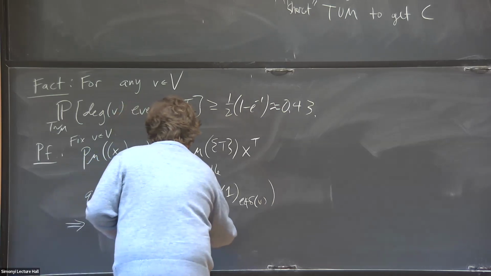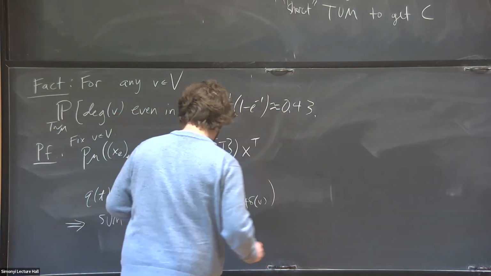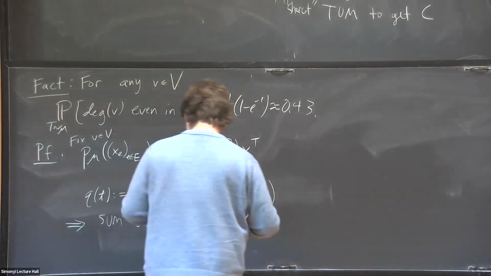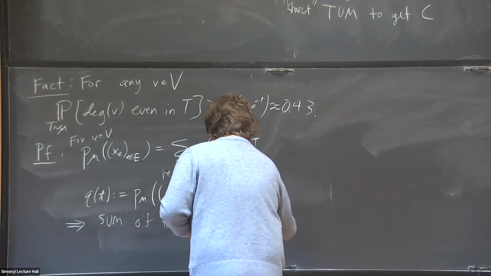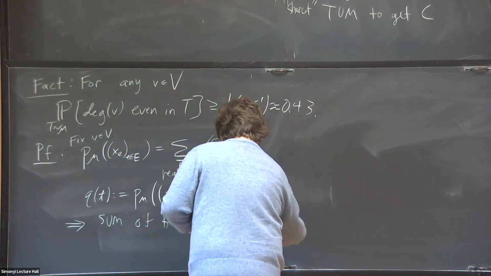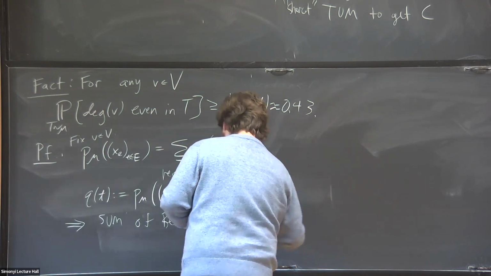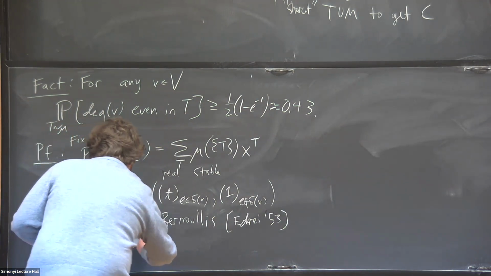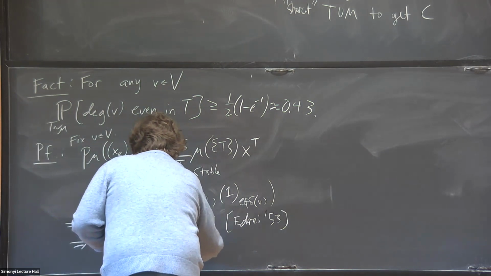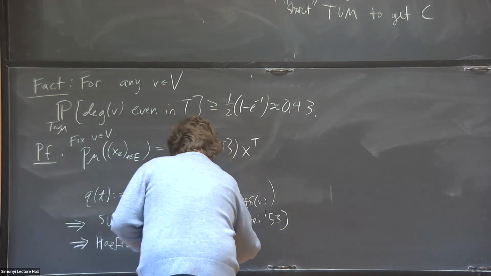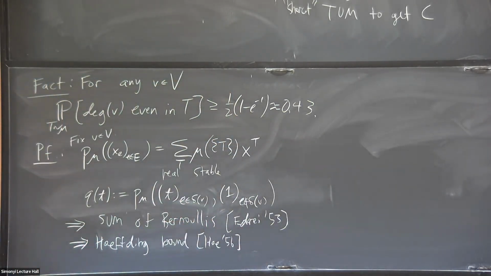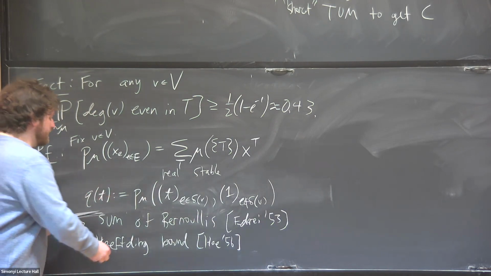Whenever you have a real rooted generating polynomial of some distribution, it can be thought of as the generating polynomial of some sum of Bernoullis. This is some result from the 50s. I'm not going to say much more than that. And then there's this bound called the Hoeffding bound that can be used to bound this quantity. This quantity is now a sum of the coefficients of this polynomial Q. You can think of that as representing some sum of Bernoullis, and then there's this theorem by Hoeffding that gives you a bound.